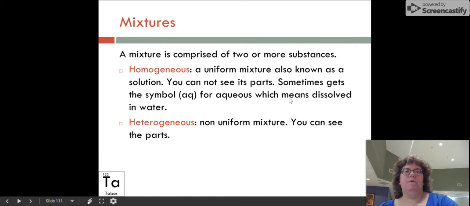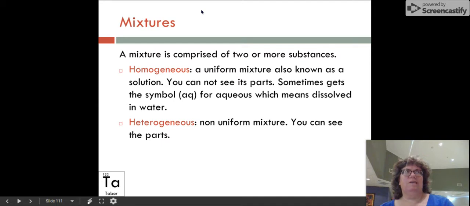The next type of a substance we want to talk about is a mixture. Now, a mixture is made up of two or more substances. They're not chemically bonded together, and for the most part, they can be separated. So there's two types of mixtures. There's a homogeneous mixture, which is uniform all the way throughout. You cannot see the different parts of it. Sometimes in chemistry, you'll see it has the symbol AQ after it, which just means it's been dissolved in water.